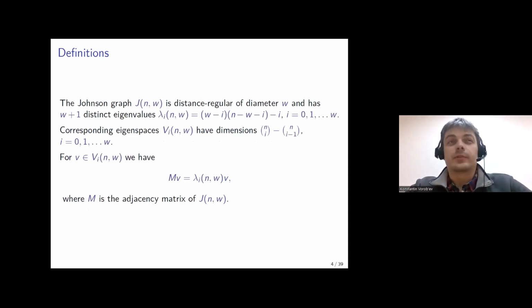Okay, so what is known about the Johnson graph? It is a distance-regular graph of diameter w, and it has w plus 1 distinct eigenvalues, which are given by the following formula: lambda_i(n,w) is equal to (w minus i) multiplied by (n minus w minus i), for all i from 0 to w. The corresponding eigenspaces have dimensions n choose i minus n choose i minus 1. And we have the following equation for every eigenvector from V_i. Here M is the adjacency matrix of the Johnson graph.